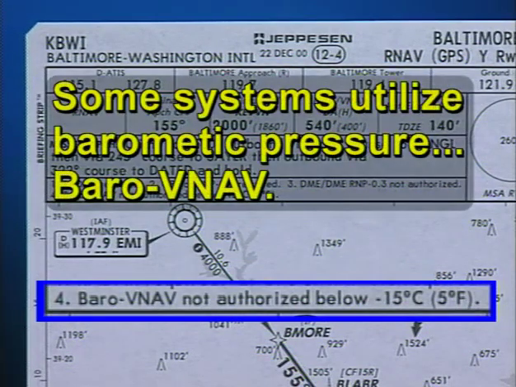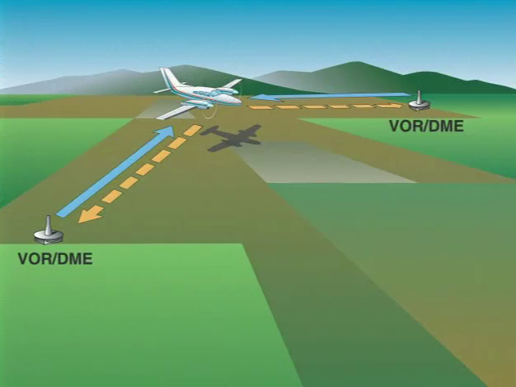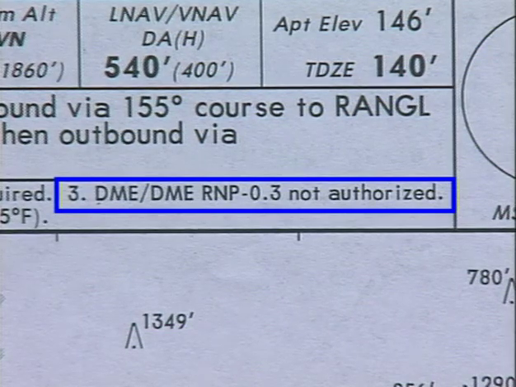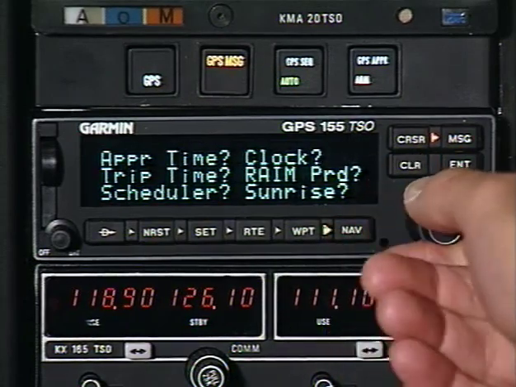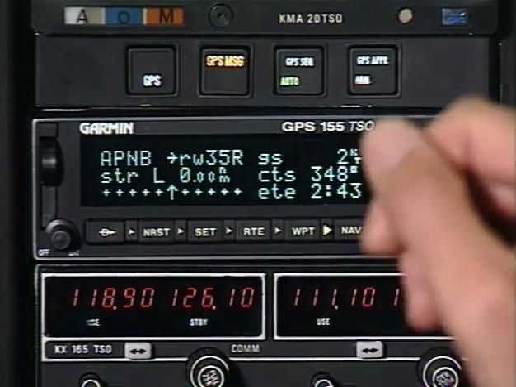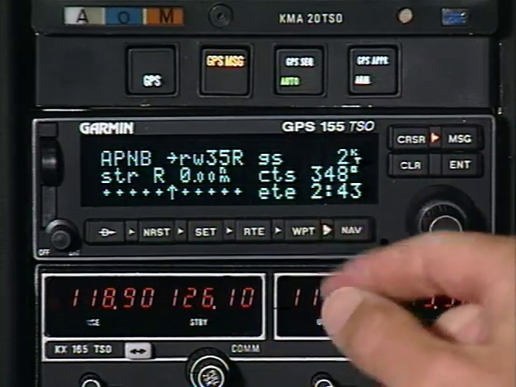Some RNAV systems utilize barometric pressure readings to generate a computer-guided vertical navigation path. This is called Baro VNAV, and in this case, it is not authorized for use below minus 15 degrees Celsius. Some systems calculate lateral positions based on DME readings. If your system operates by DME triangulation, you are unable to use the LNAV VNAV minimums for the Yankee Runway 15 right approach. Since every system operates in a different manner, you must have a thorough understanding of the operational capabilities of your GPS or FMS system in order to comply with these requirements.